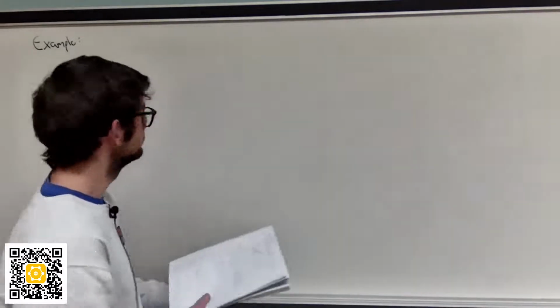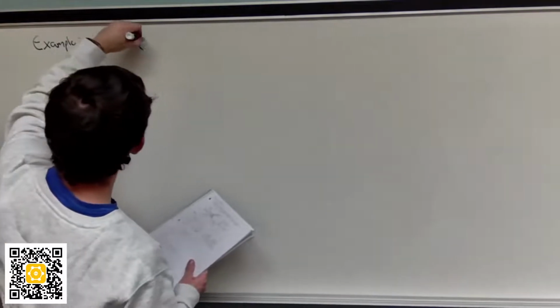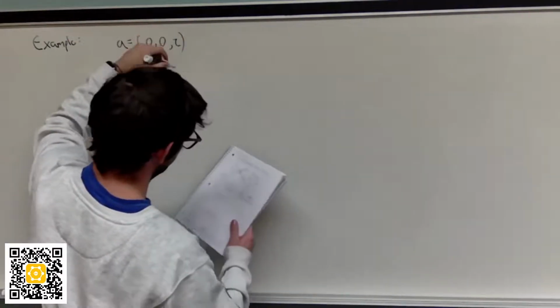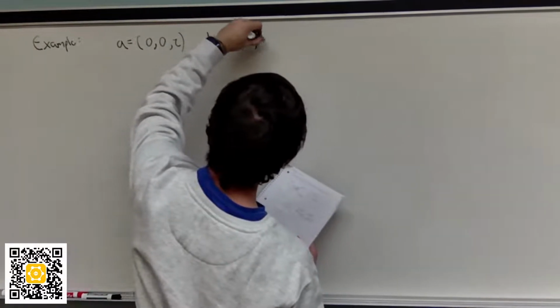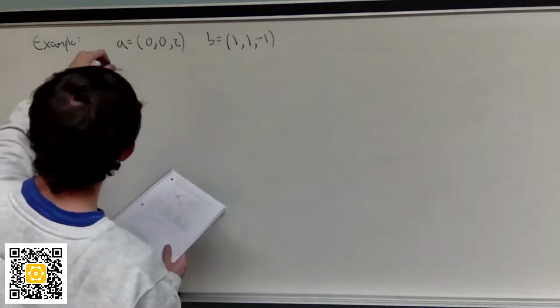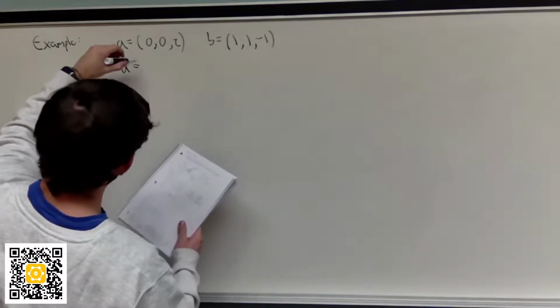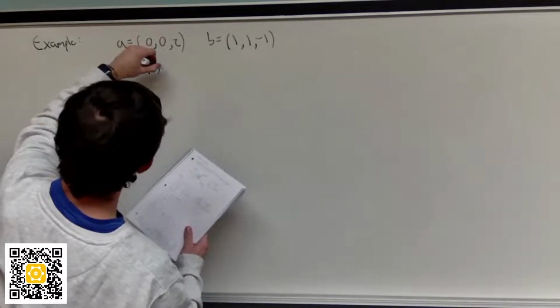So now let's do an example. I'm going to be giving you the points A, B, and the direction of A is going to be 1, 1, 1.